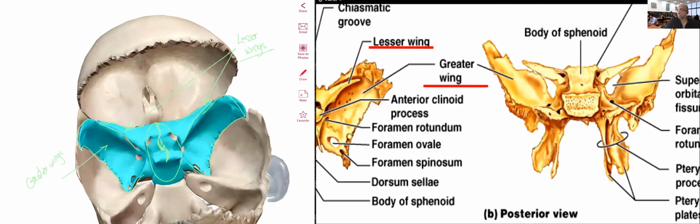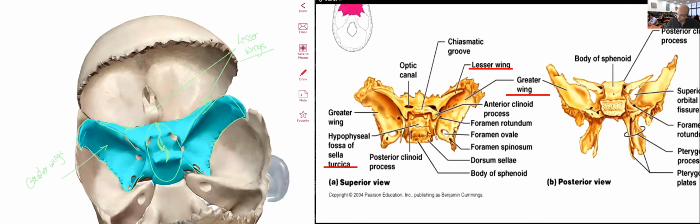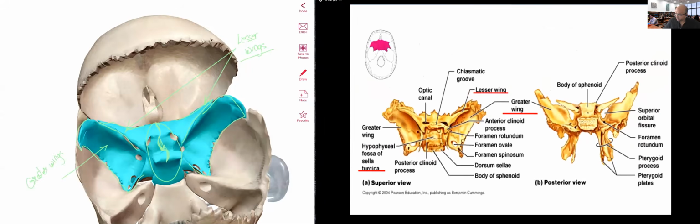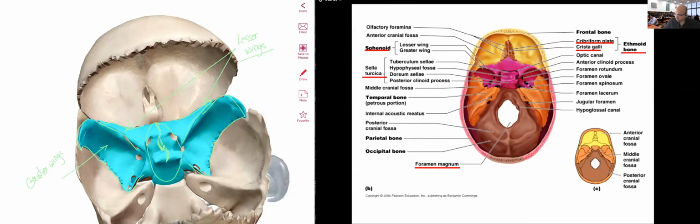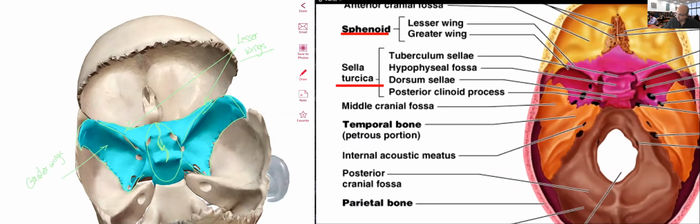So what we're looking at in here is the sphenoid bone. It has two small wings and two large wings. Two small wings, those are my lesser wings. Two large wings, those are my greater wings. And this body in the middle that has an elevation, depression, and another elevation, this is my Sella Turcica.